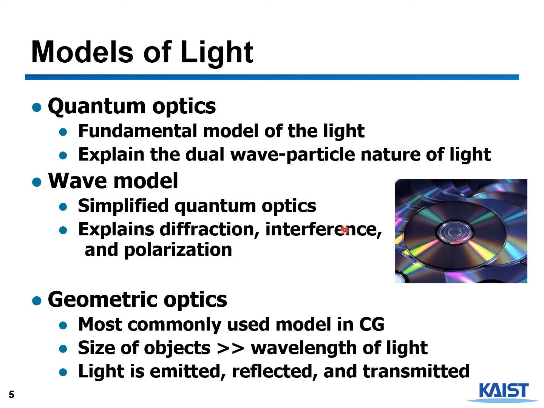But in most cases, for generating images, we typically use geometric optics, which is the most commonly used one in computer graphics. In this model, we assume the size of objects is much bigger than the wavelength of light, so that we don't see the wave feature. Instead, in a lot of cases, only the particle property of light is the dominant one. So in those cases, light is emitted, reflected, and transmitted like particles.